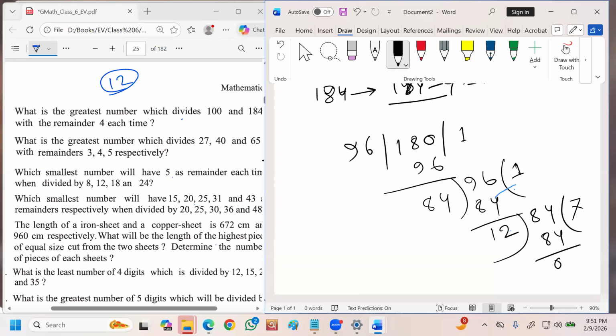Explain the process again. So what is the GCD here? The 12 is the GCD in this case, right?